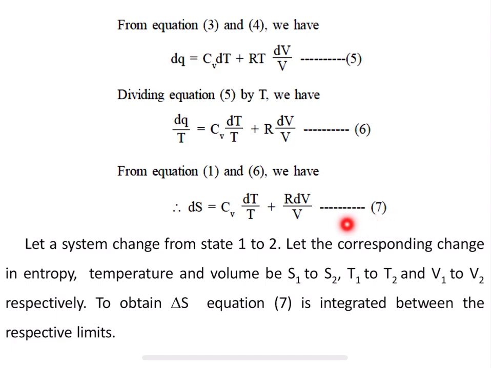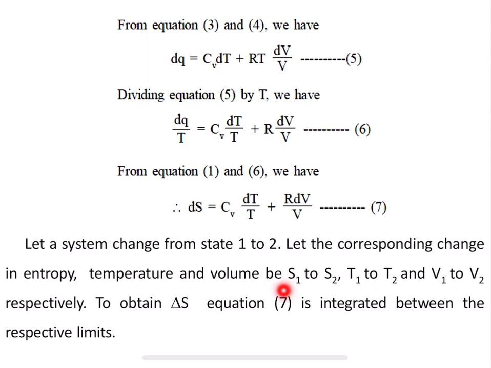Let the system change from state 1 to 2. That state might be our initial state and a final state, so there is a change in state. When it changes its state, all the values like entropy, temperature and volume are also going to change from one state to the second state. Let the corresponding values of entropy, temperature and volume be S1.